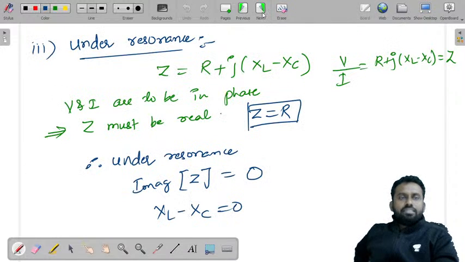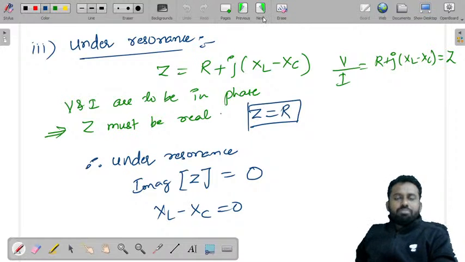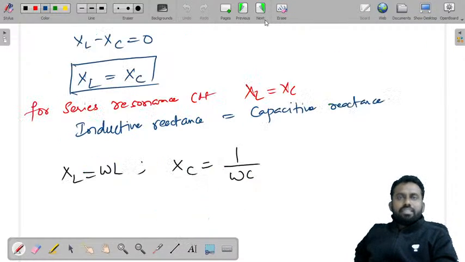Under resonance, V and I must be in phase, or it must be unity power factor, so Z must be real. The imaginary part must be 0. So under resonance, XL minus XC is 0. So for a series resonant circuit to be under resonance, XL must be equal to XC. Inductive reactance is equal to capacitive reactance.